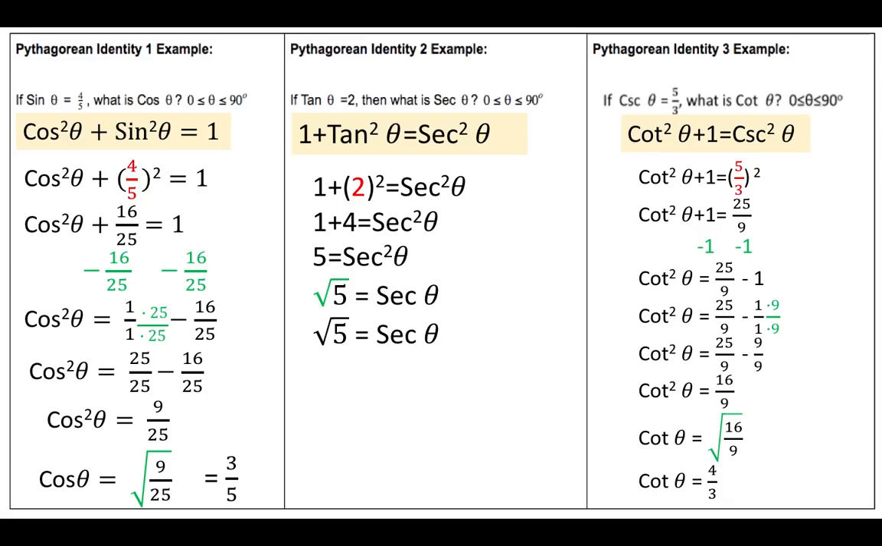Again, these are 3 examples of how to do each identity. When I'm giving you a problem, you have to decide which identity to use to solve your problem, depending on what the question is asking you.